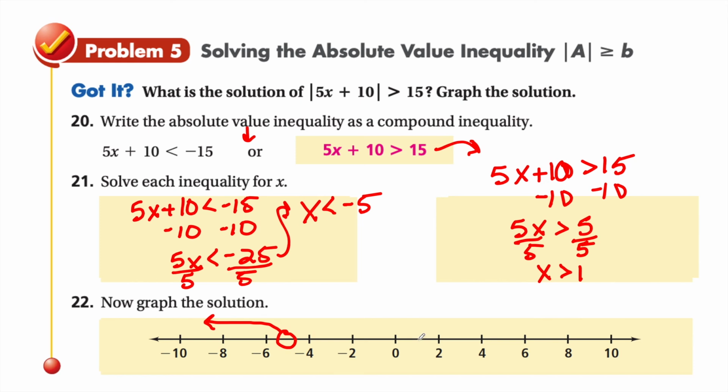It's greater than, not greater than or equal to, so I'm going to make it an open circle on where I think the 1 roughly is, and then I'm going to talk about all the numbers larger than 1. So I'm going to point that one off to the side.